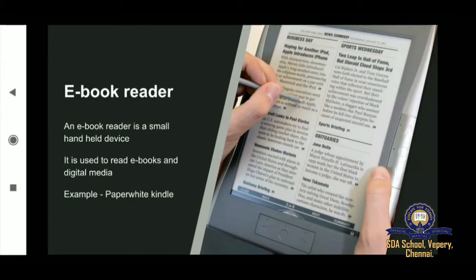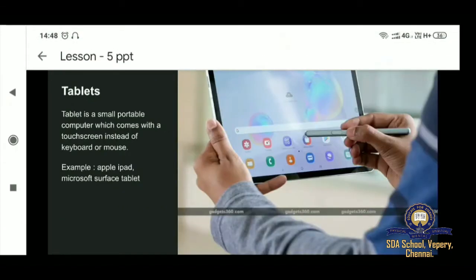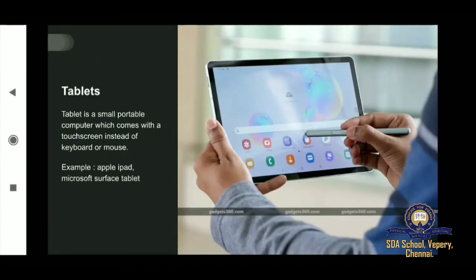Hope you are clear about the e-book reader. We'll go to the next topic. Tablets. I already told you about tablets in the previous class. I'll tell you in detail. This is the picture of the tablet. You can see it when I explain about it.